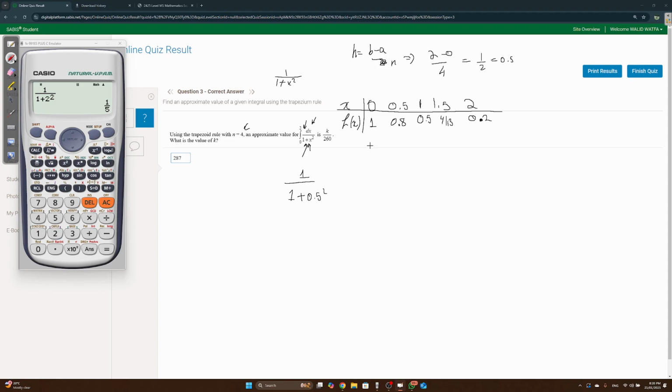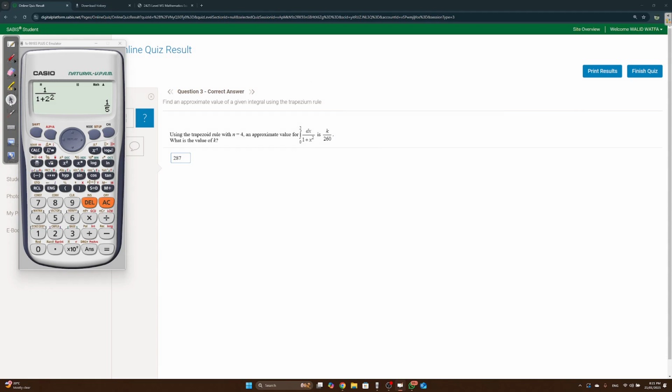Yes. We always start with h over 2. What's h? 0.5. So 0.5 over 2. Start with the first term, 1, plus 2 times the second term, plus 2 times the third term, plus 2 times the fourth term, plus the last term without multiplying by 2 because it's the last term. Now you can put this on your calculator.